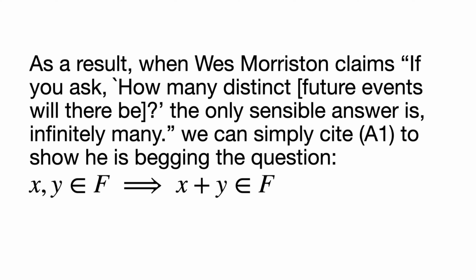To assume you have infinite time is to move yourself out of the field axioms, to basically bring yourself to a case where you can add to infinity, which is obviously ridiculous. So when Wes Morrison claims, look, if you ask how many distinct future events will there be, the only sensible answer is infinitely many, we can simply cite additive closure, field axiom A1, to show why he's begging the question.